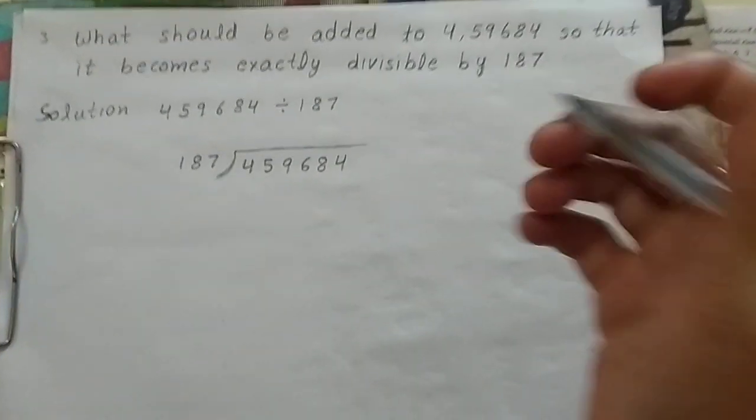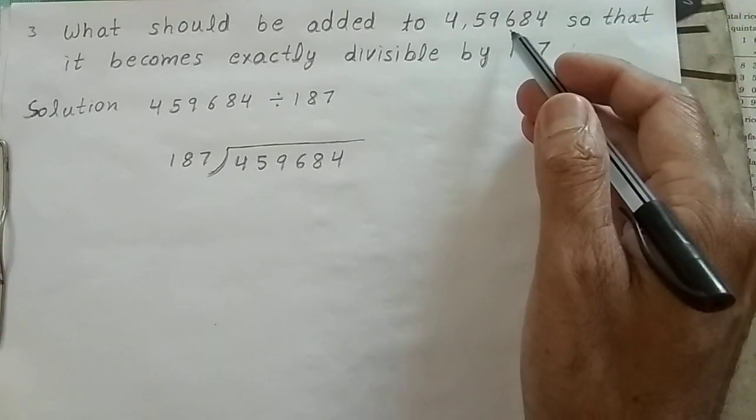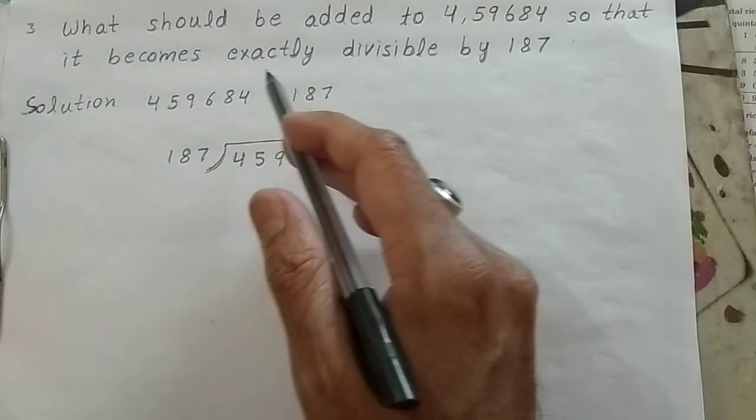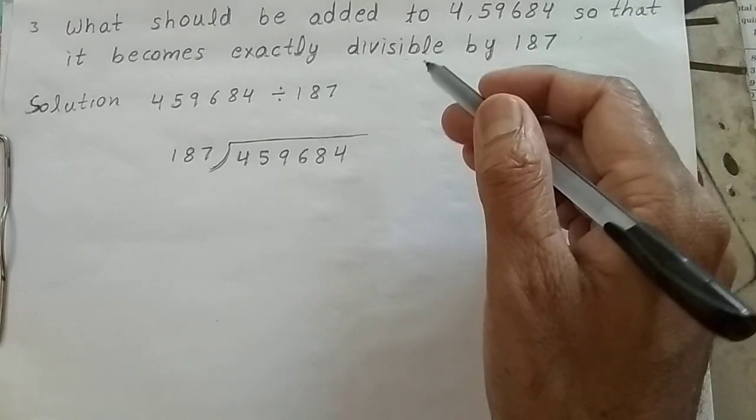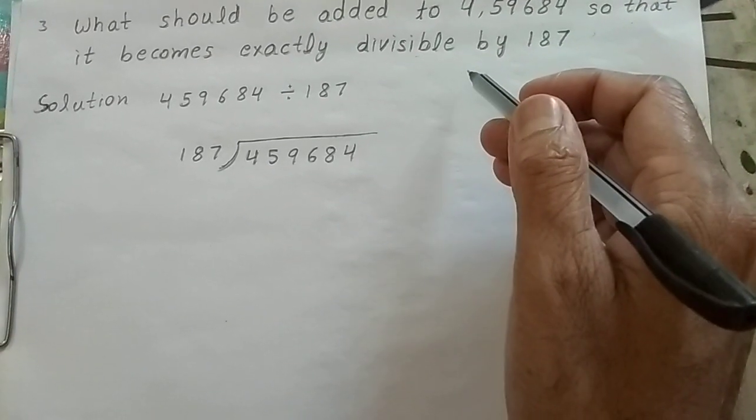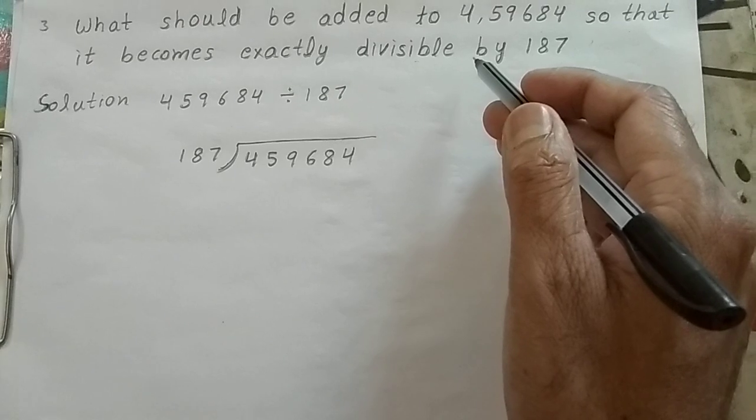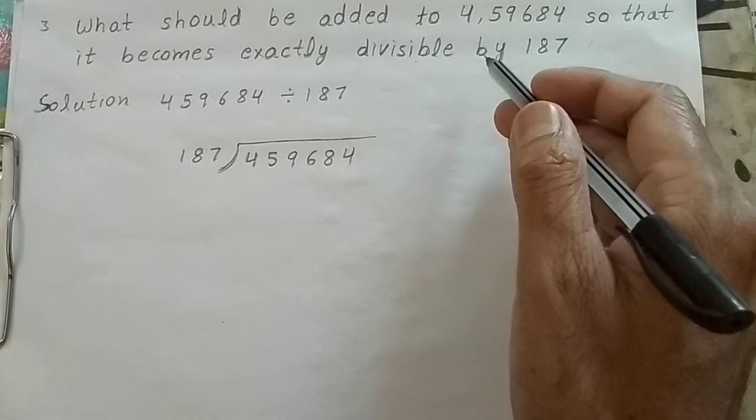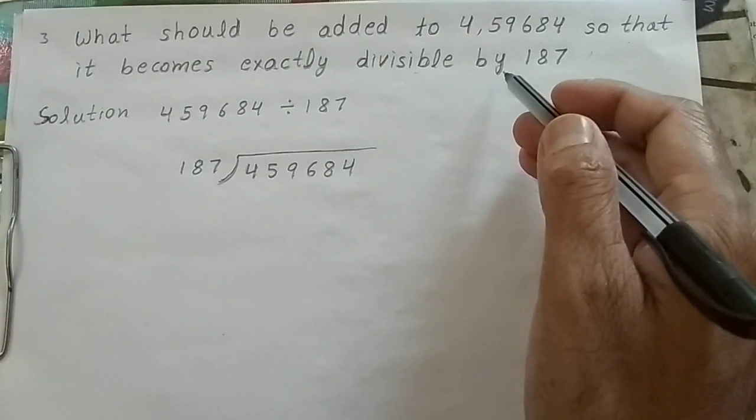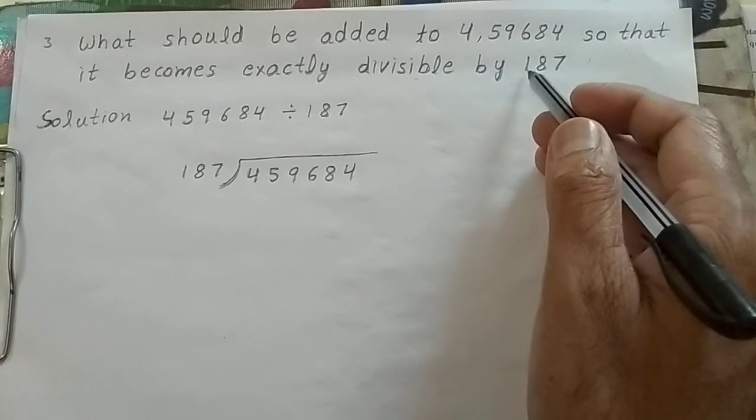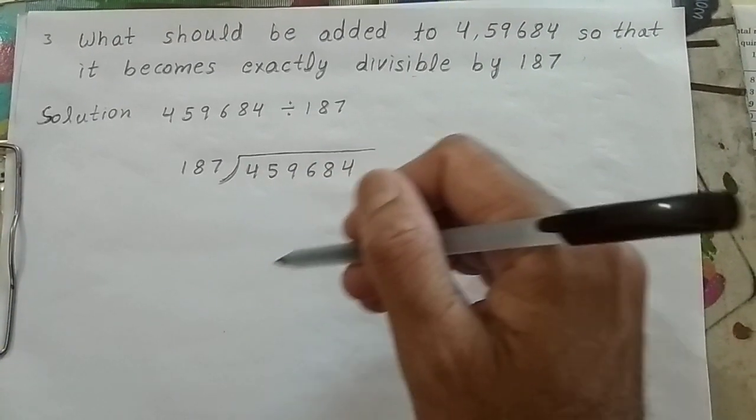Let's see. What should be added to 4,59,684 so that it becomes exactly divisible by 187? So what can we do? To get the number which should be added to 4,59,684 so that it becomes exactly divisible by 187, we have to divide 4,59,684 by 187, and then the remainder should be subtracted from the divisor.